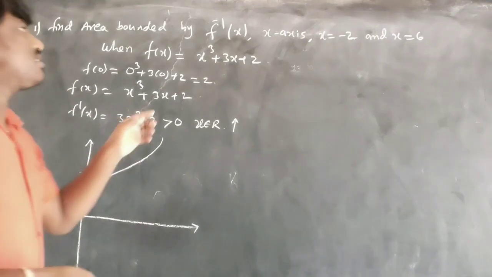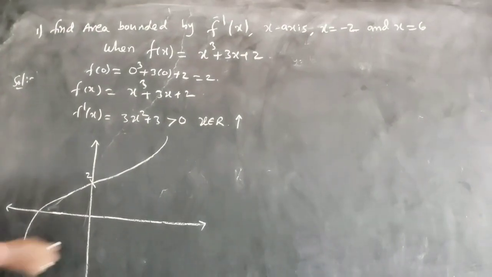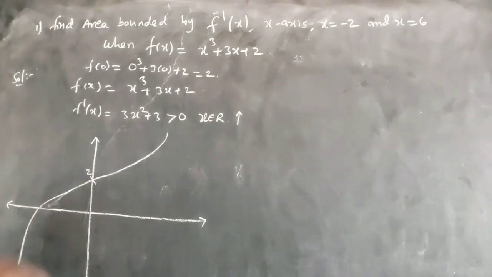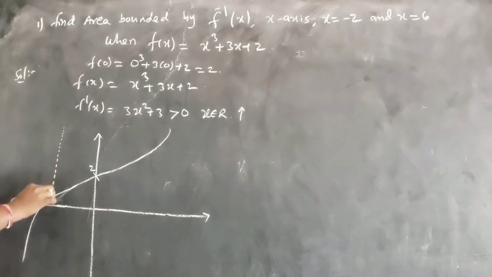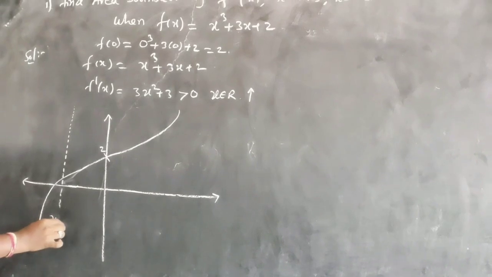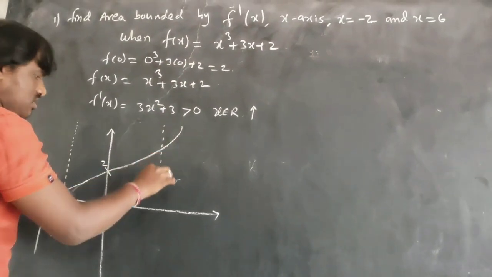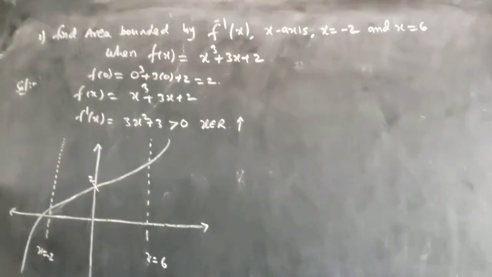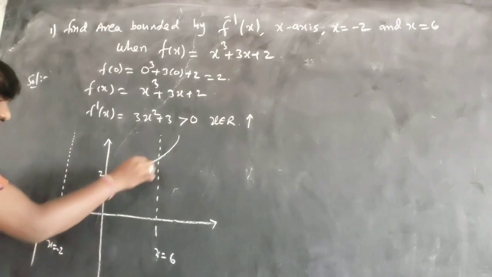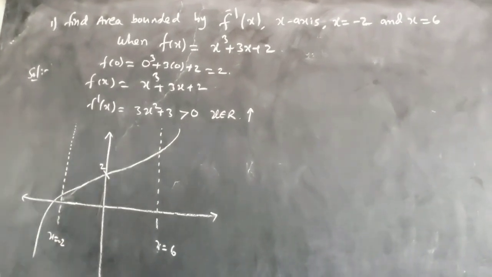Now the question is, the area bounded by the x-axis, this is the x-axis, x is equal to -2. Let us draw a line. This is x is equal to -2, and x is equal to 6, somewhere here. It is asking to find the area bounded with the x-axis. This area is being asked. But this is f of x.